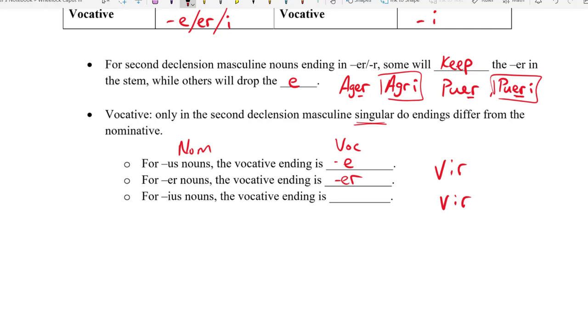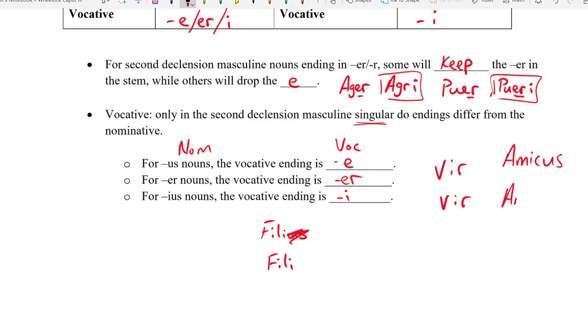And for ius nouns, the vocative ending is just an I, which means that we get rid of the us. Right? So a word like filius just becomes, in the vocative, fili. We just get rid of that us. Okay, that's what we're talking about here. That's the rule. That's the pattern. You'll see this. It's vocative though, so it's not really used a ton, but vocative case. Okay, so US, it changes to an E, so this would be like amicus.